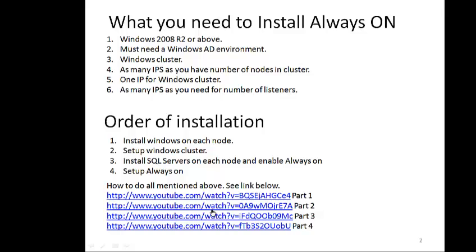The order of installation is listed here. You need Windows on each node first, then you need to set up the Windows cluster, install SQL Servers on each node, and enable Always On. You can install SQL Servers in any order, but you can only enable Always On once you have the Windows cluster ready. That's the point that I want to make. Then you can set up the Always On.